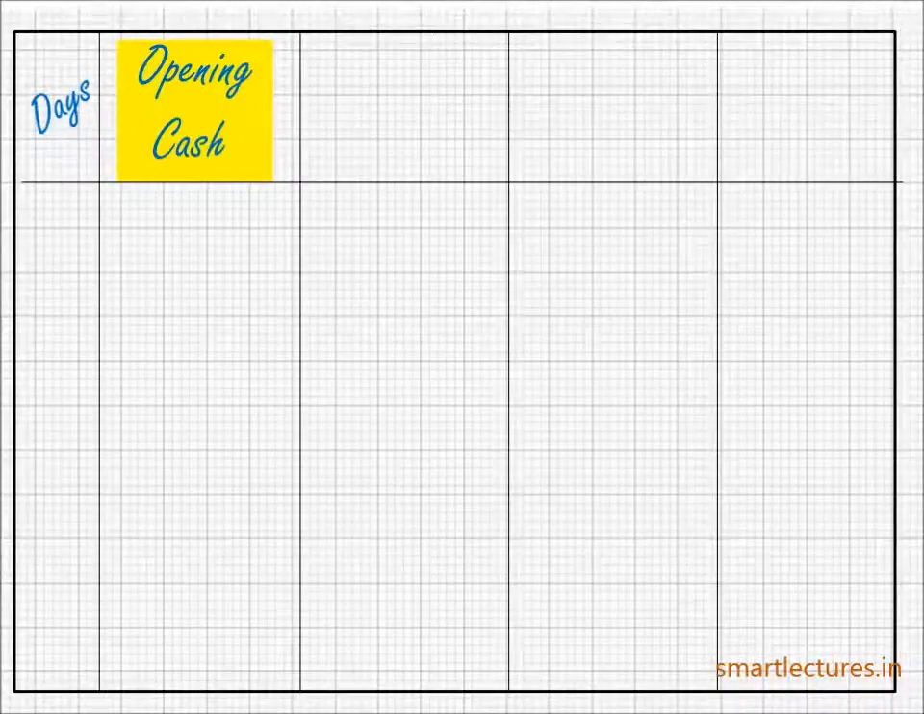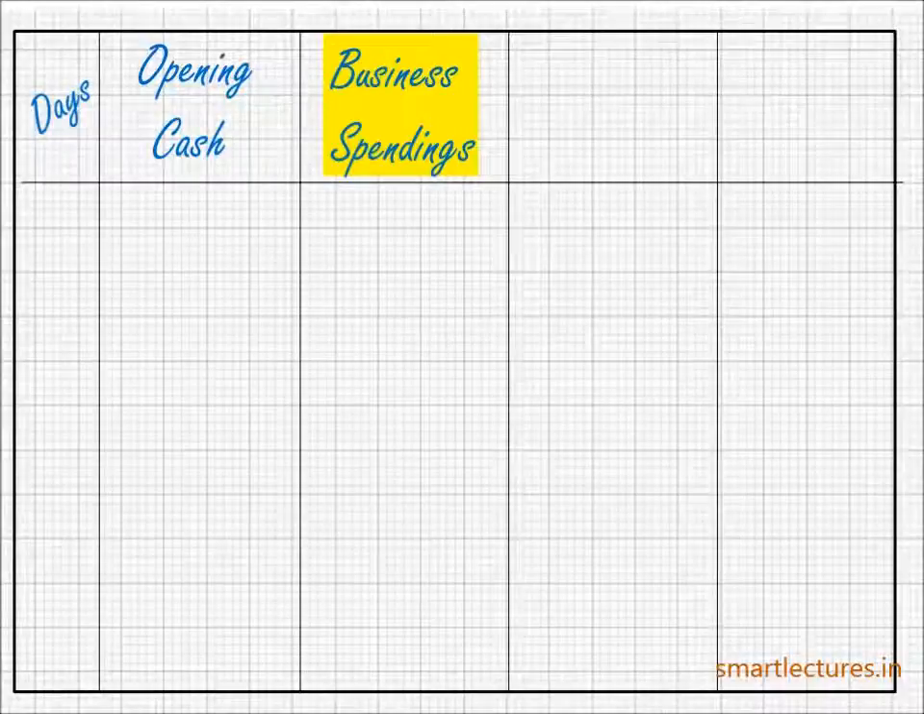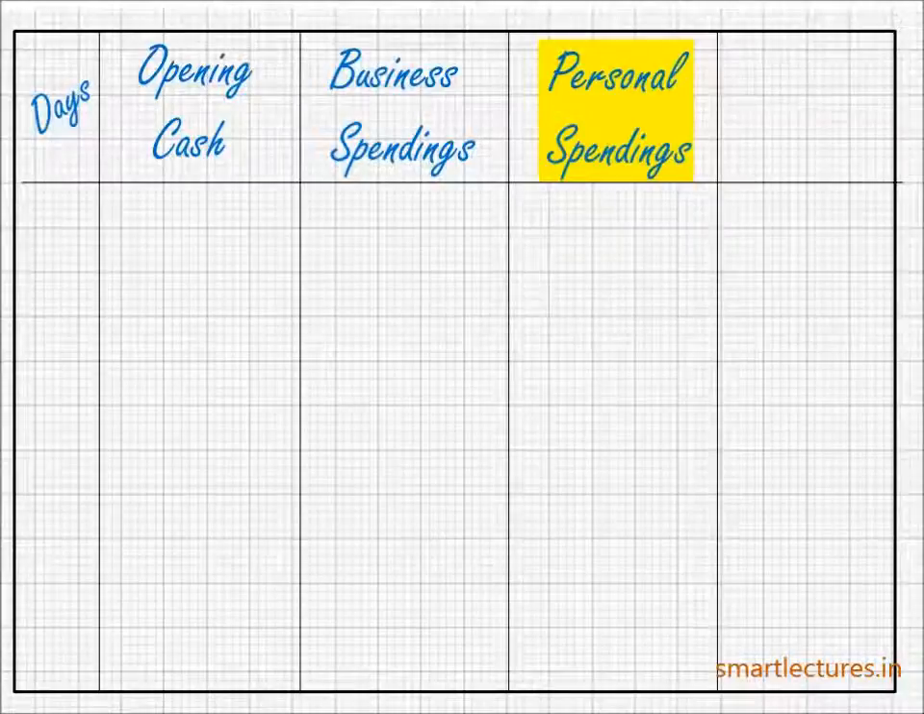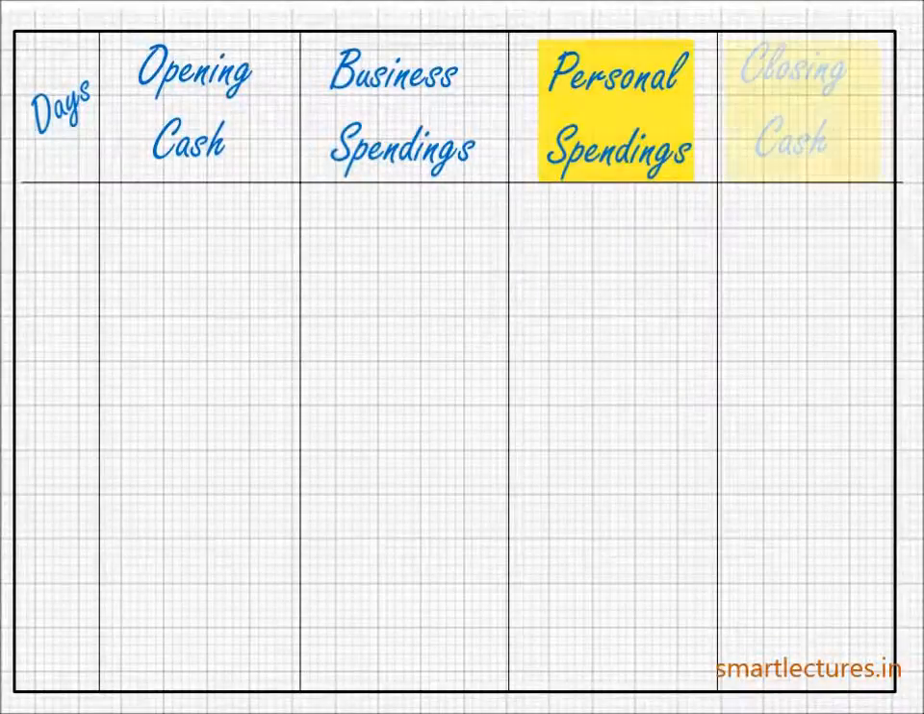Third column, business spendings. Business spending means he has to spend money for stuff for the computer because he is a computer technician. And the next column is for personal spending. Sometimes he buys groceries or something else for his family, and that will be called personal drawings, and he spends the money from his pocket. And the last column will be closing cash.